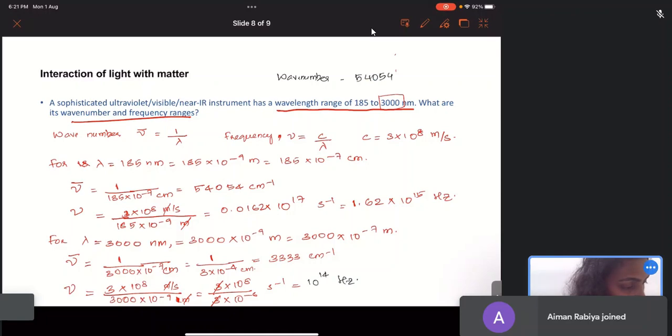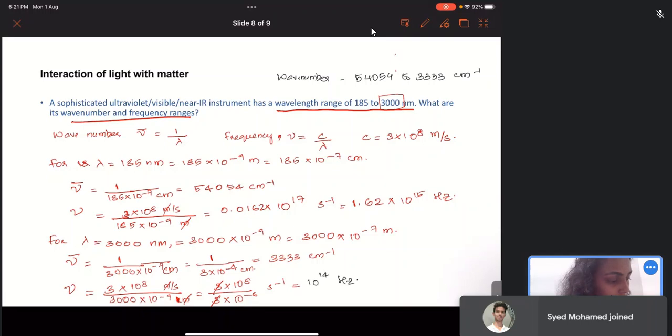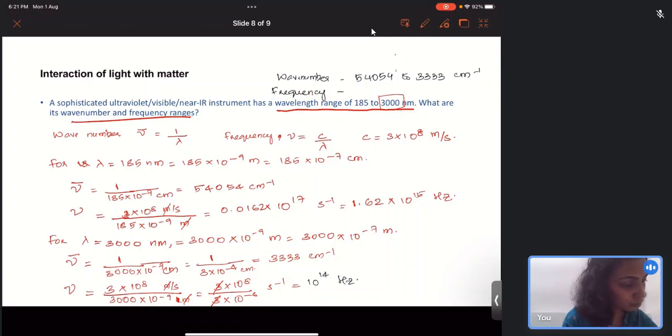So the wave number ranges from 54054 to 3333 centimeter inverse, whereas the frequency ranges from 1.62 into 10 to the power 15 to 10 to the power 14. Sorry, this is in hertz.